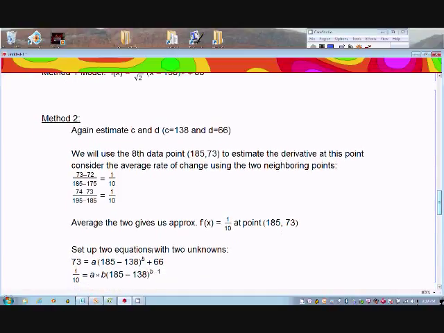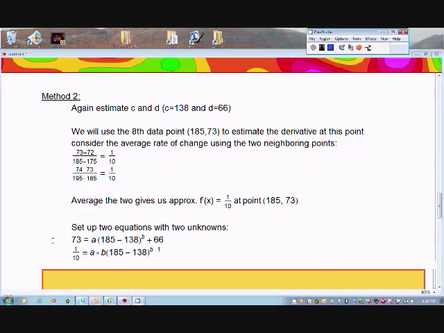So that's this formula where our derivative slope f prime of x equals a times b times our x minus our c raised to the b minus 1 power. So these are our two equations, and we're going to solve those in Mathematica again.